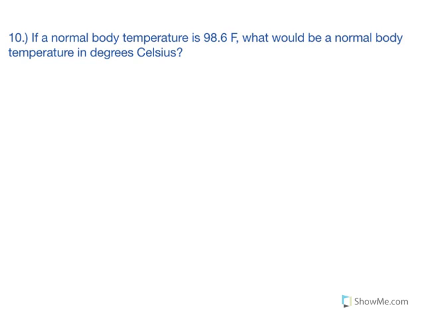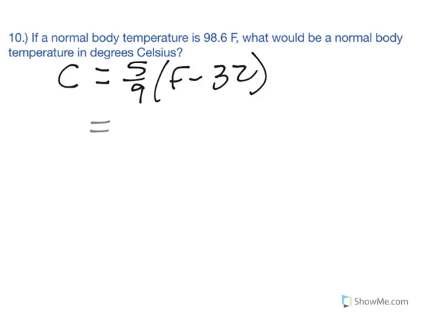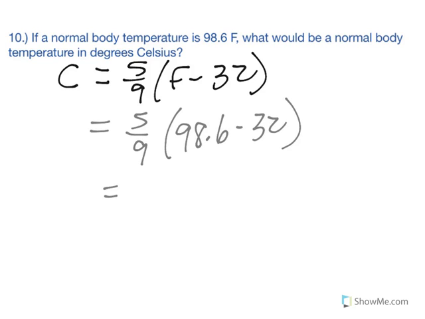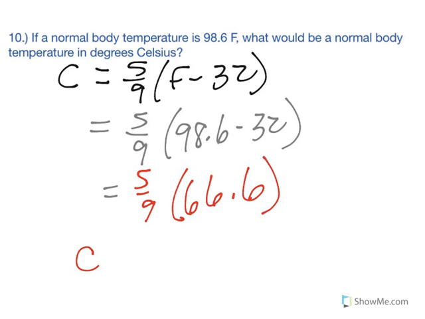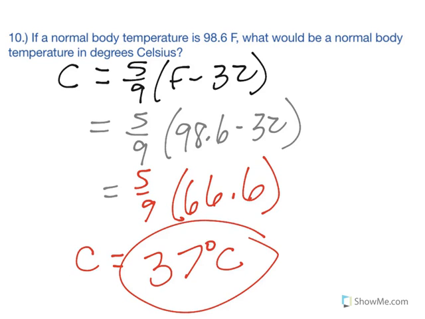Number 10. If a normal body temperature is 98.6 degrees Fahrenheit, what would a normal body temperature in degrees Celsius be? I know we already did this, but let's go the other way. So we're going to use the formula C equals 5/9 times F minus 32. So I go to plug in my numbers. 5/9 times 98.6 minus 32. So that is 5/9 times 66.6. And then when I do that math, I end up with 37 degrees Celsius.